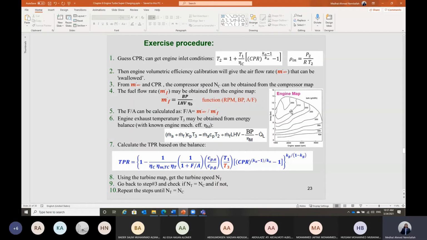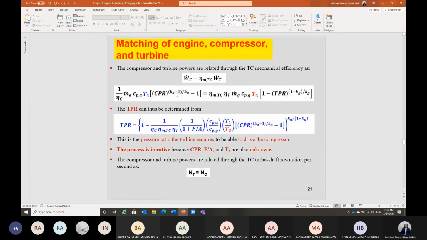And I will go to the engine map, as I told you, at a given mass flow rate of air in this case. For the engine, we have the brake power, we have the RPM, then we can calculate the value of mass flow rate of fuel. We can get the value of brake specific fuel consumption, which is m dot fuel divided by brake power. Knowing the value of RPM and the brake mean effective pressure, we can get the brake specific fuel consumption and we can get mass flow rate of fuel. We have mass flow rate of fuel and mass flow rate of air, then we can calculate the fuel to air ratio.